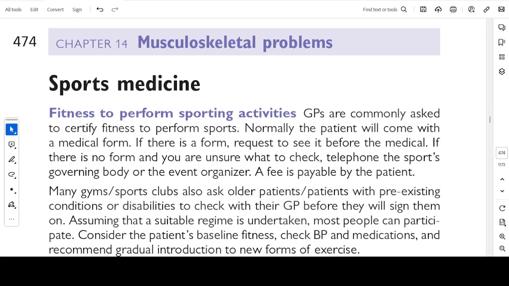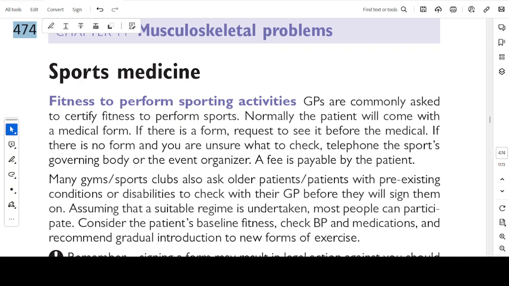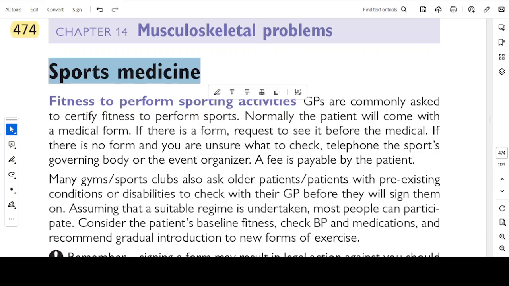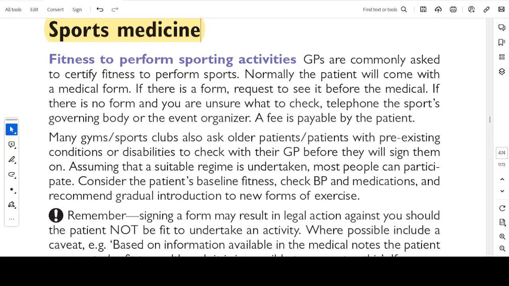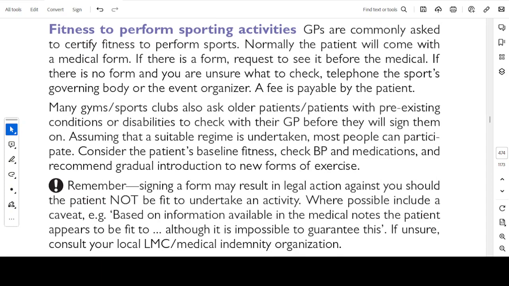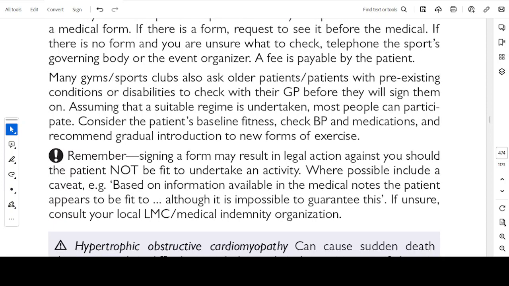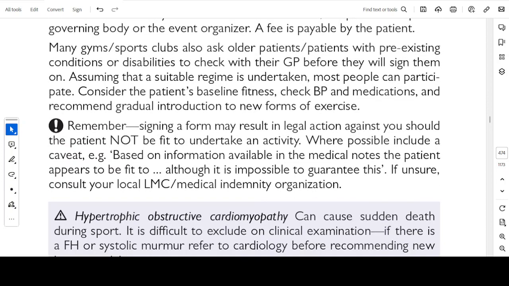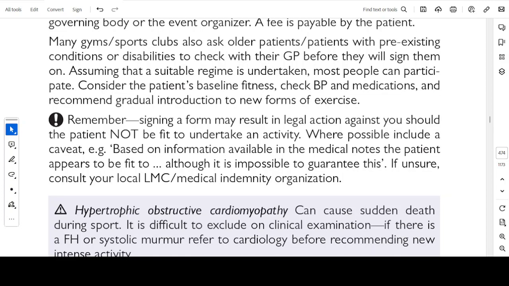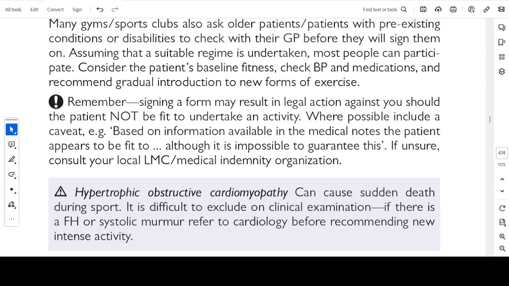So the next topic is sports medicine, page number 474. Fitness to perform sporting activities. GPs are commonly asked to certify fitness to perform sports. Normally the patient will come with a medical form. If there is a form, request to see it before the medical. If there is no form and you are unsure what to check, telephone the sports governing body or the event organizer. A fee is payable by the patient. Many gyms or sport clubs also ask older patients or patients with pre-existing conditions or disabilities to check with the GP before they will sign them on.